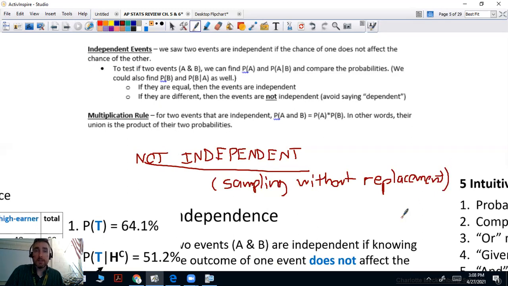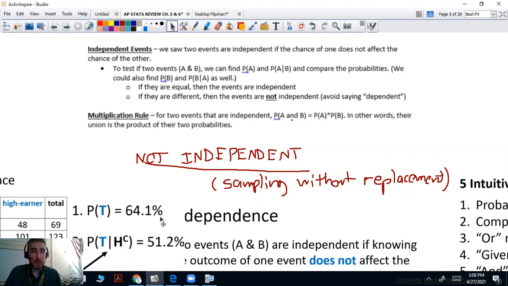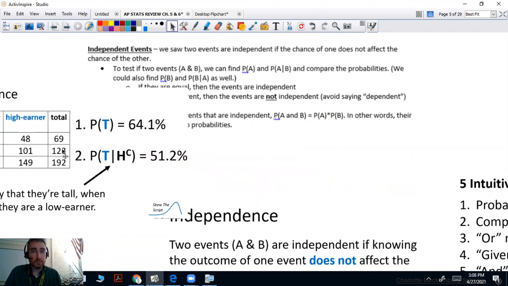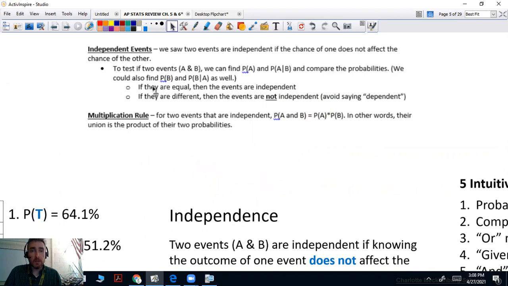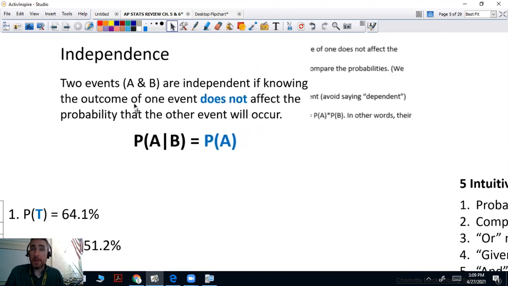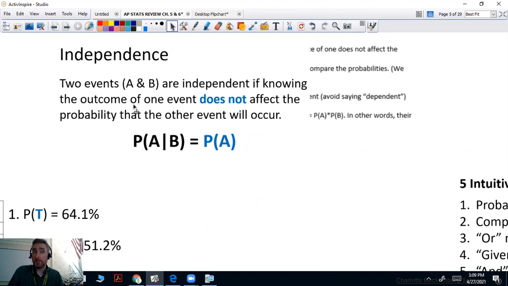For independent events, there's a multiplication rule. When I want to know the probability of one event happening and the other, I'm going to multiply them together. I have a couple examples here I want to share. Let me clear this up. First of all, the general rule, which I stole from the Skew the Script slides because they're really nicely organized: two events A and B are independent if knowing the outcome of one event does not affect the probability of the other event.